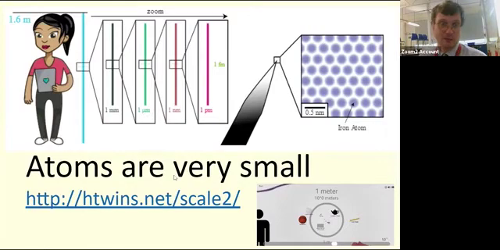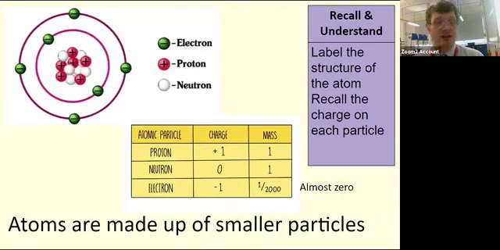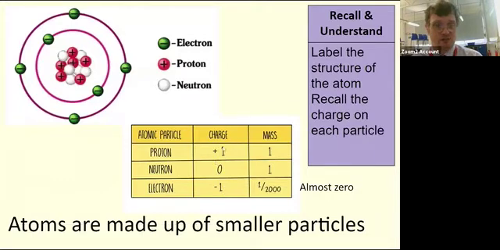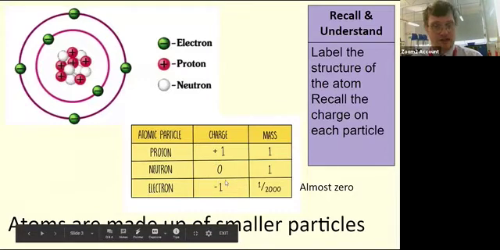Atoms are very small. They are made of even smaller particles: protons, neutrons, and electrons. Hopefully you're all very familiar with this structure of an atom, with a nucleus in the middle, which contains most of the mass, formed of protons and neutrons, and the electrons in shells around the outside. You need to know the mass and the charge of these particles. Protons are positively charged, with a charge of +1, whereas electrons are negatively charged, with a charge of -1. Neutrons are neutral and have a charge of 0.